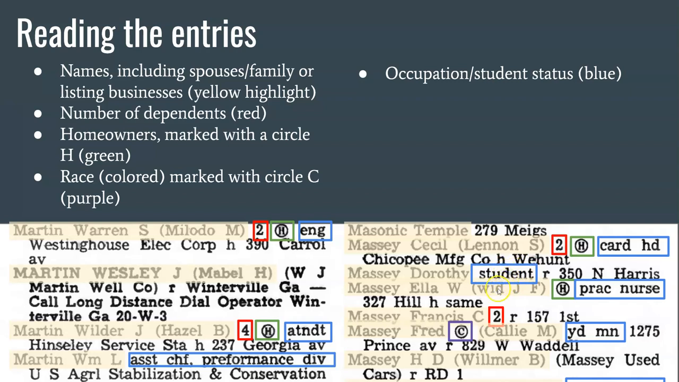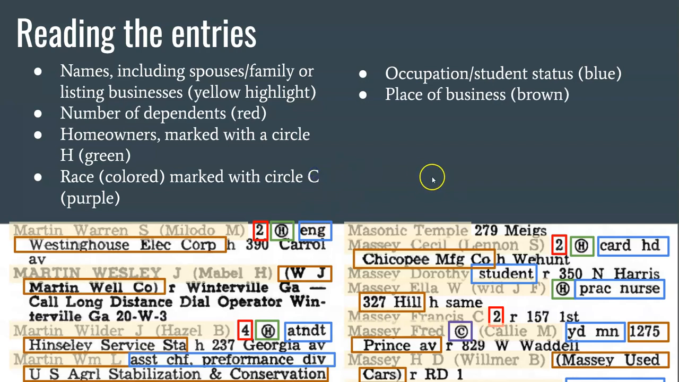And we have a special column just for students in the entry because we want to know where those students lived. So we've got the occupation, and then we've also got where they worked. And that's in brown here. So Westinghouse Electric Corporation. This person, I think, owned the W.J. Martin Well Company, but we list that under place of business here. They didn't necessarily work there. I think that's what the parentheses mean. Hensley Service Station. Chicopee Manufacturing Company was one of the main ones here. Here, this was a nurse, and this must have been the home where Ella Massey worked at the time. So you can see how that works.